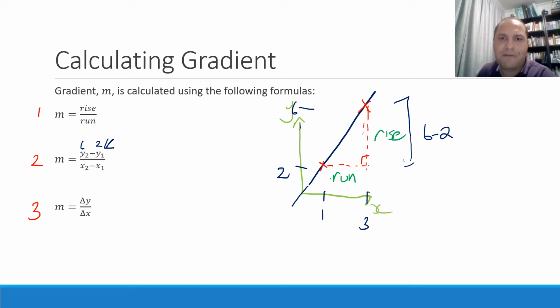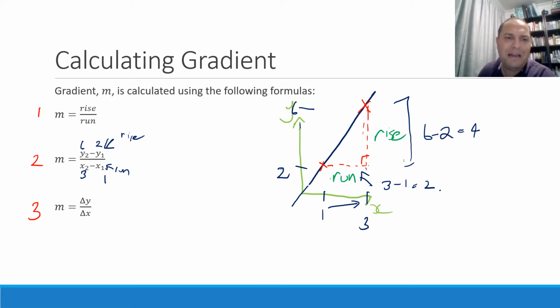Right, that rise is 6 take 2. That's how far up we've gone. We've started at 2, we've gone up to 6. That's 4 places. For our run here, we started at 1, we've gotten to 3, we've moved 2 places there. And that will be our x2 minus x1. So this formula here basically does the same thing. It's saying we're calculating the rise by subtracting our y coordinates, and we're calculating the run by subtracting our x coordinates. And that tells us those distances.